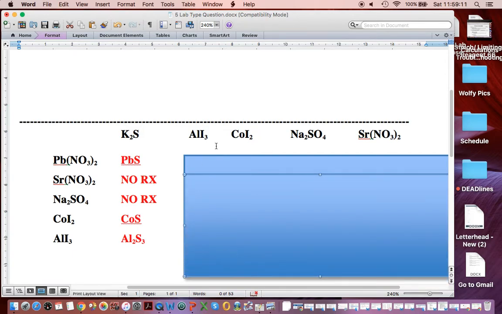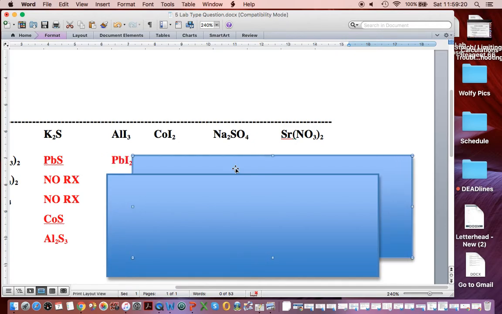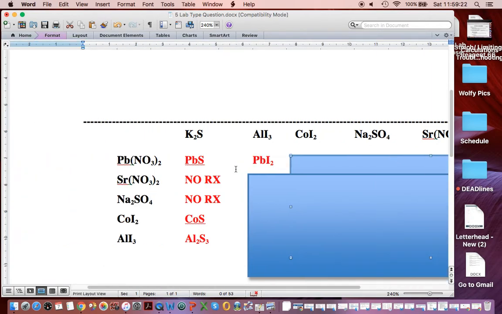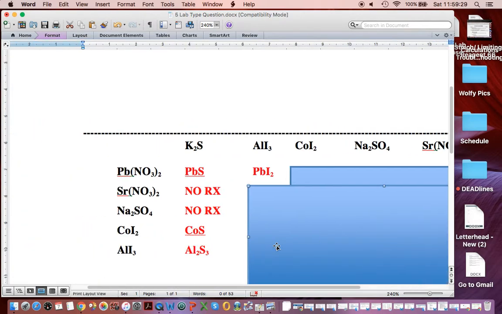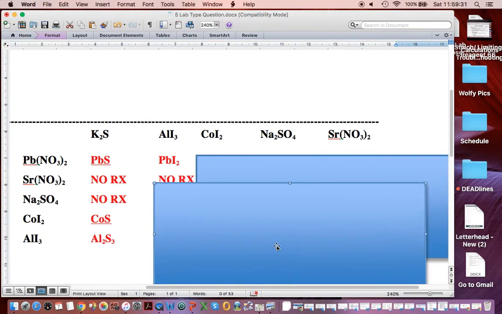All right, now I do the same thing. I'm going to come down here. So I have aluminum nitrate, no way. Pb and I, yes. So I know that Pb and I will precipitate out. I look at strontium and iodide, and I say, hey, I don't think that's going to precipitate. This thing likes to jump around a bit. Apologies. So that's no reaction.